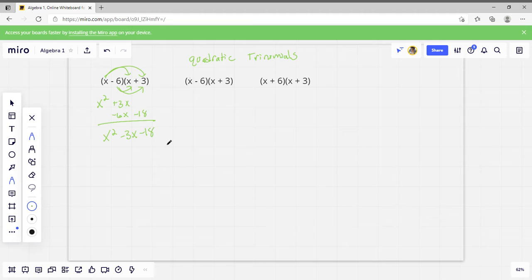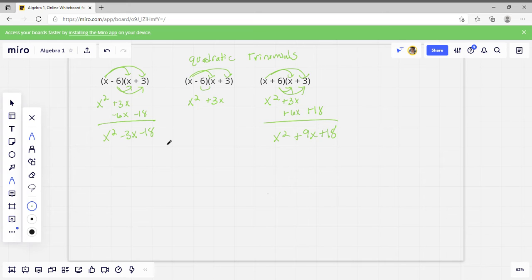Okay, if we do the same thing here, we're going to get x squared and plus 3x, and then, no, that's the exact same equation. Well then, let's skip over to here. We're going to get x squared, then x times 3 would be plus 3x, and then plus 6x, and then plus 18. x squared plus 9x plus 18. See how those came out different? Just that plus and minus in there can make a difference.